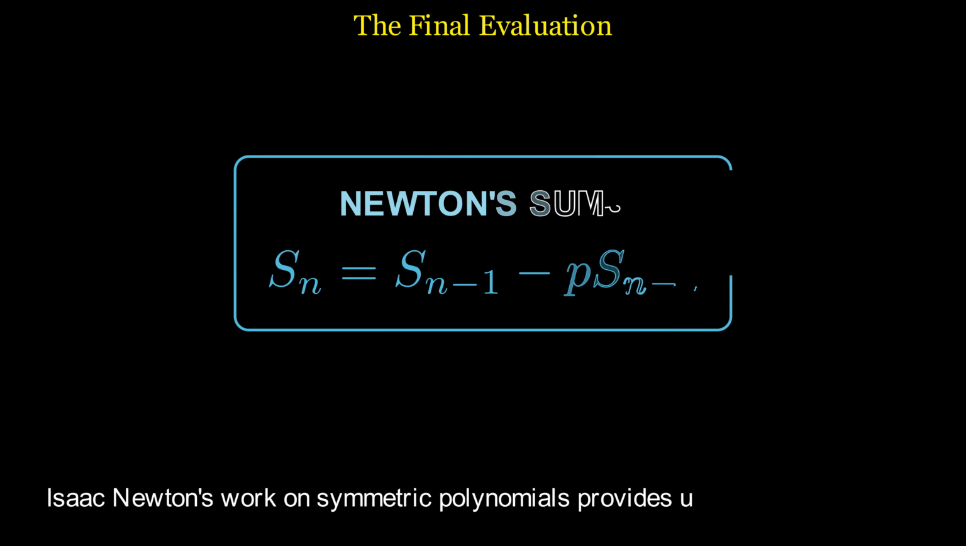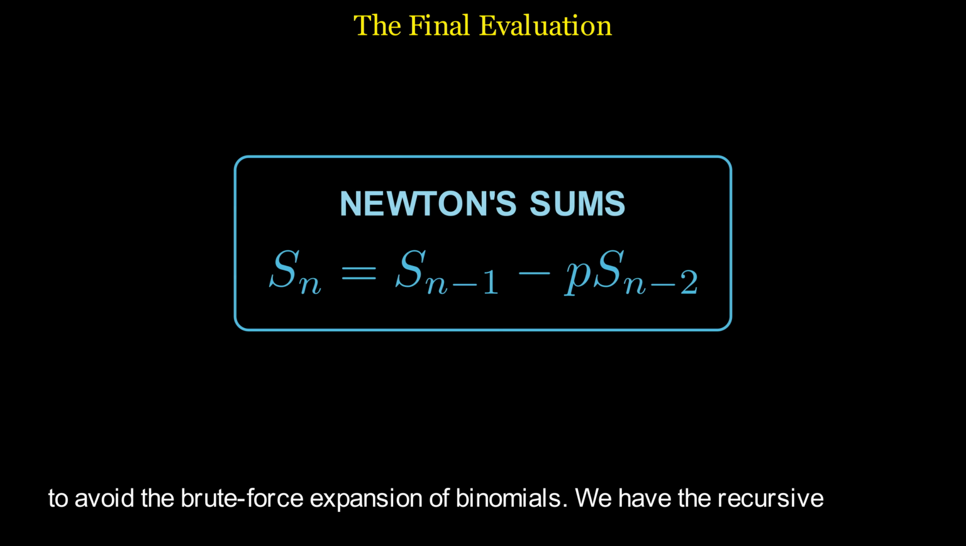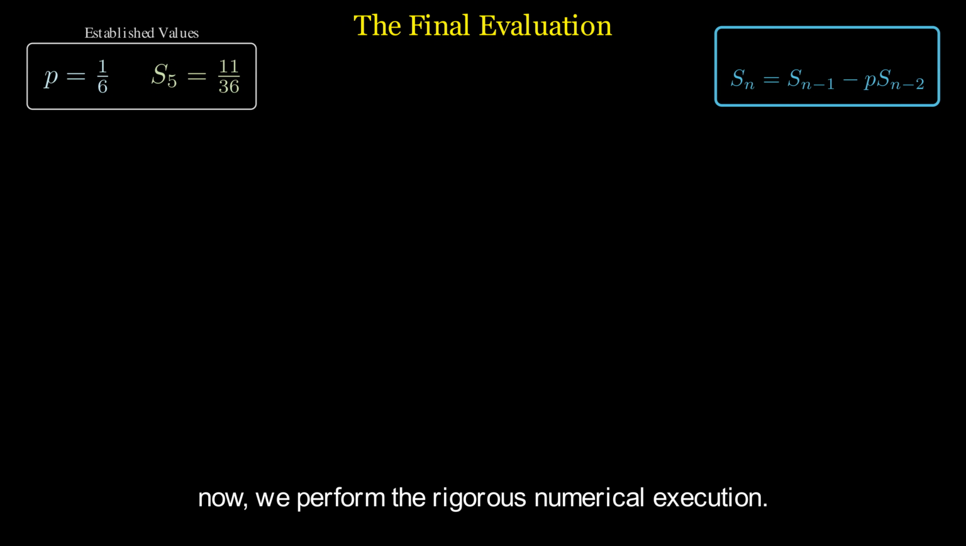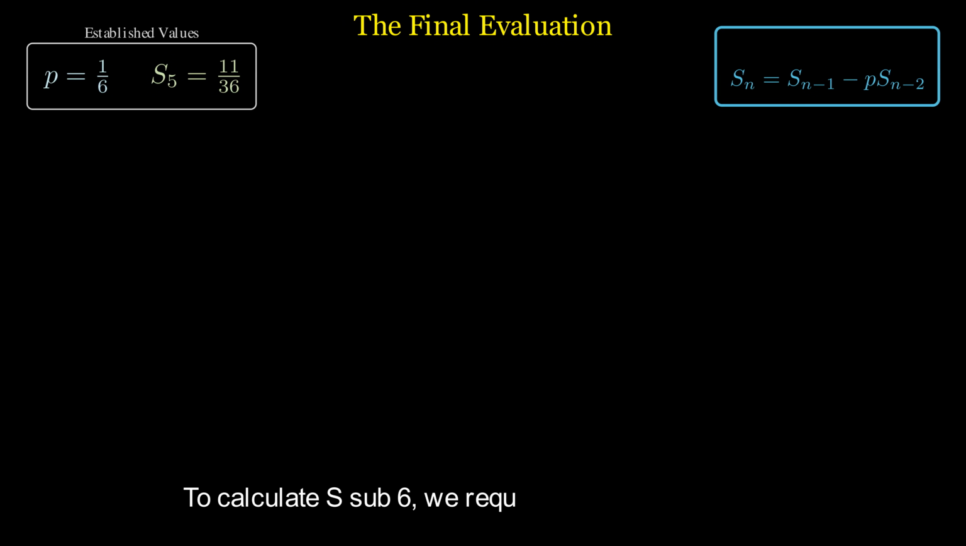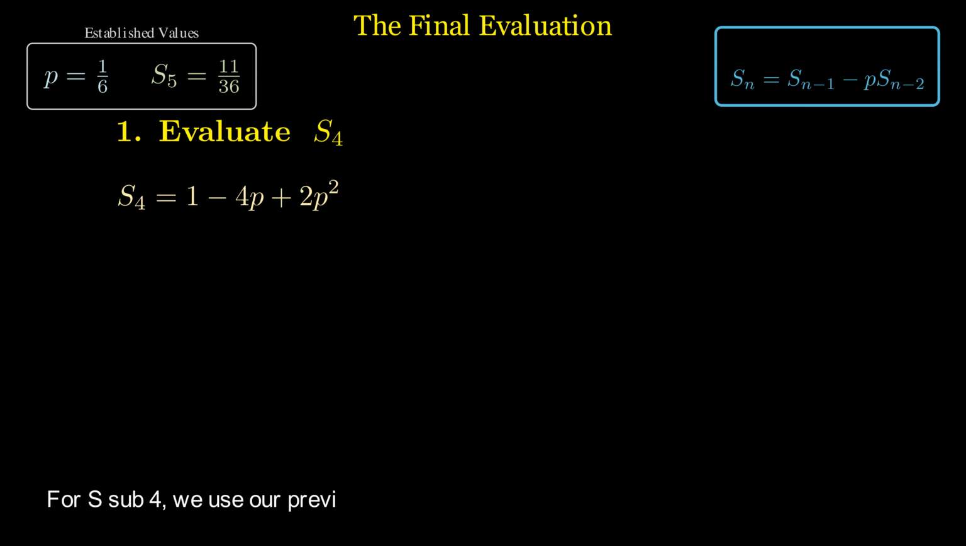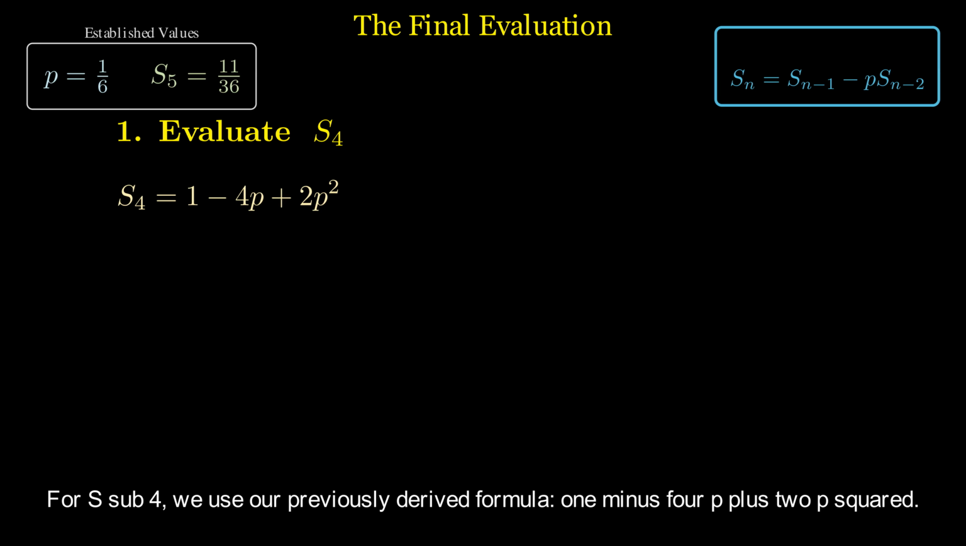Isaac Newton's work on symmetric polynomials provides us with a surgical tool to avoid the brute force expansion of binomials. Now, we perform the rigorous numerical execution. To calculate S sub 6, we require S sub 5 and S sub 4. We already have S sub 5 as 11/36. For S sub 4, we use our previously derived formula: 1 minus 4p plus 2p squared.